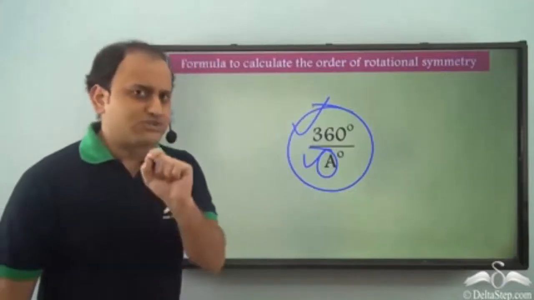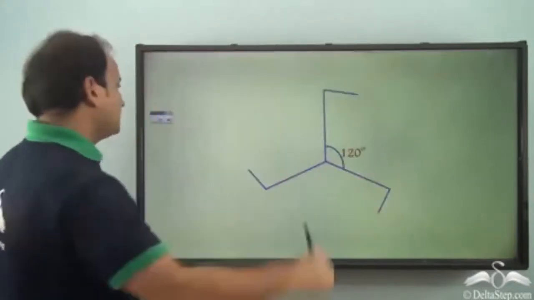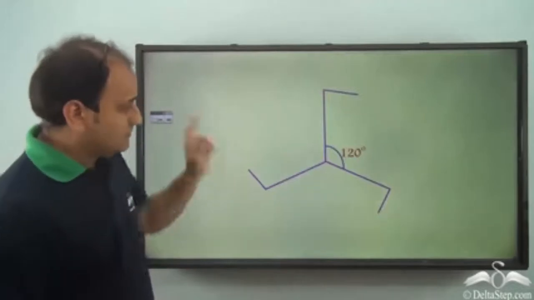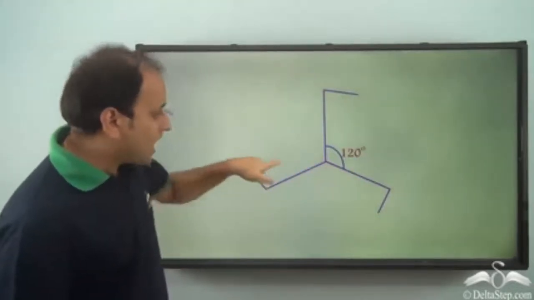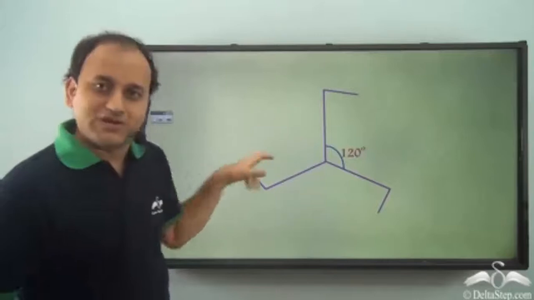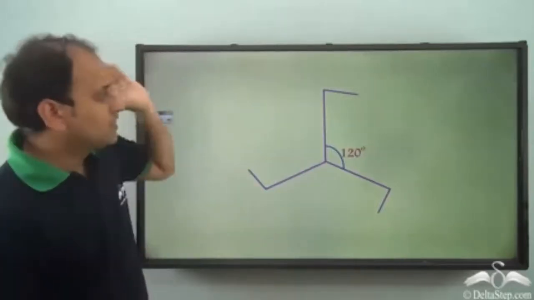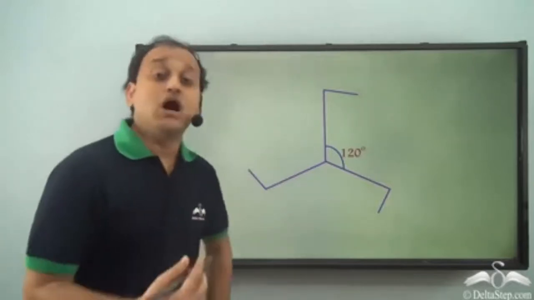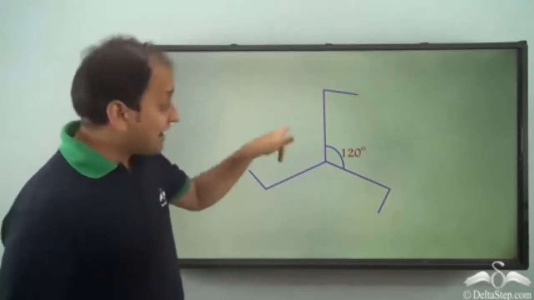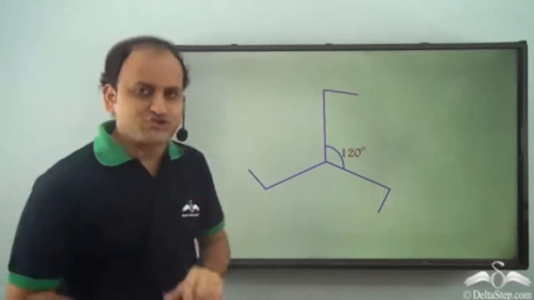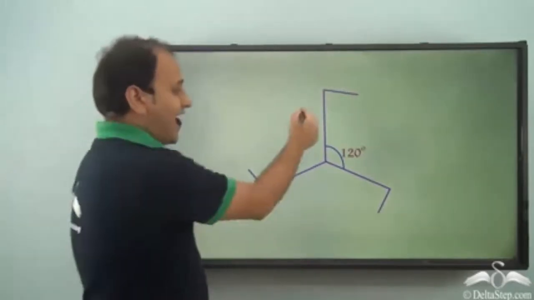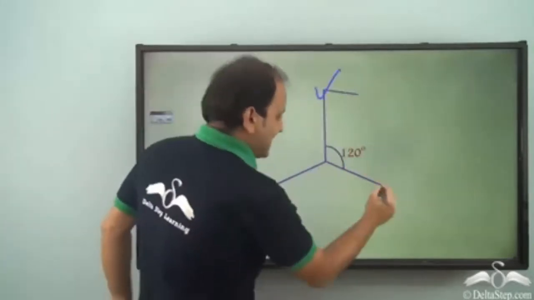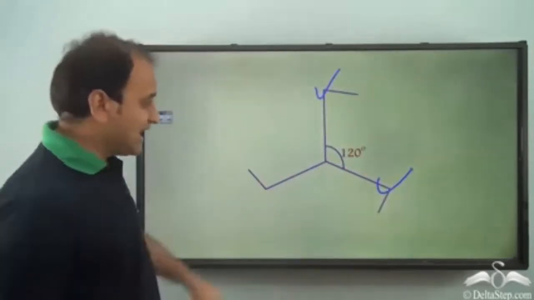So let's understand this with an example. I have this particular object or shape here. Now what do we see? We have three arms which are identical to each other. Now this will show rotational symmetry, that we can understand. But what will be the order of rotational symmetry? Do we have to rotate it and check? Not really. We just need to calculate the angle between two identical parts. So in this case, the angle between this and this is known. What is the angle?